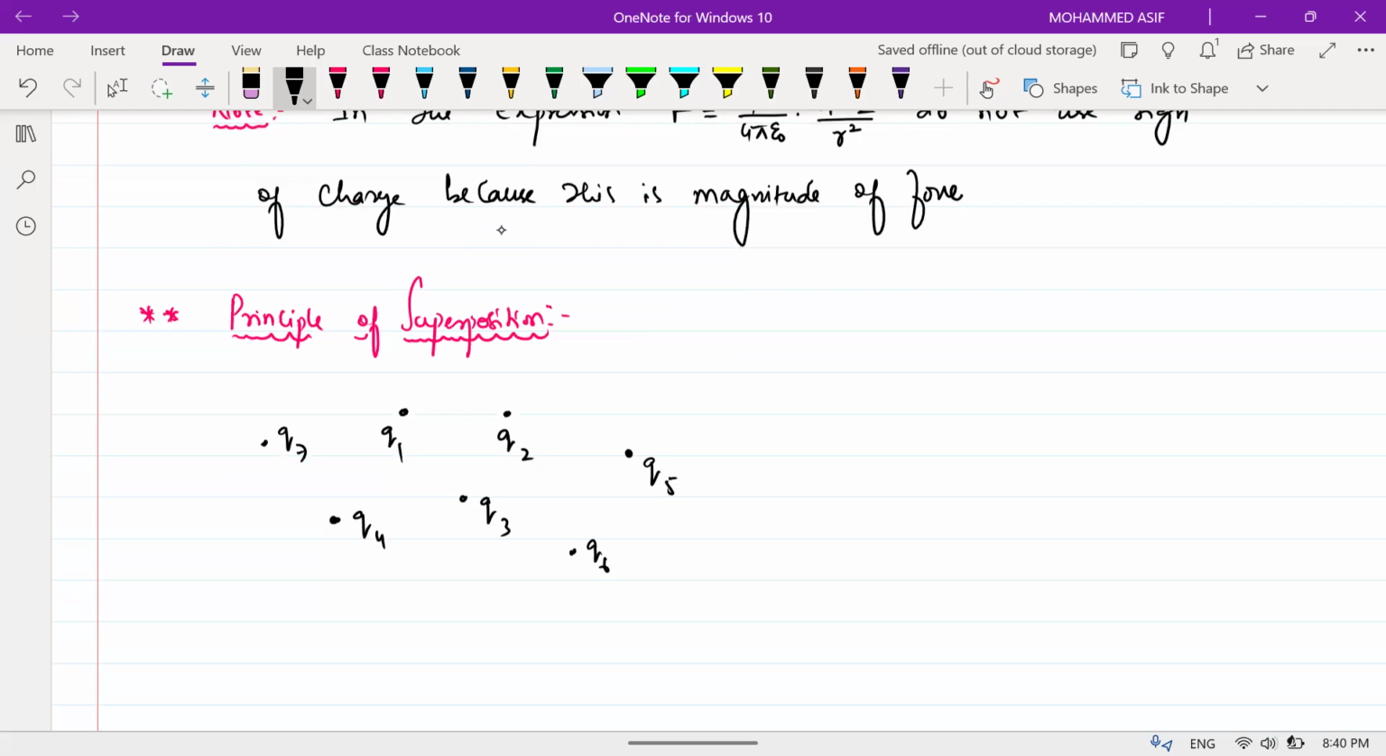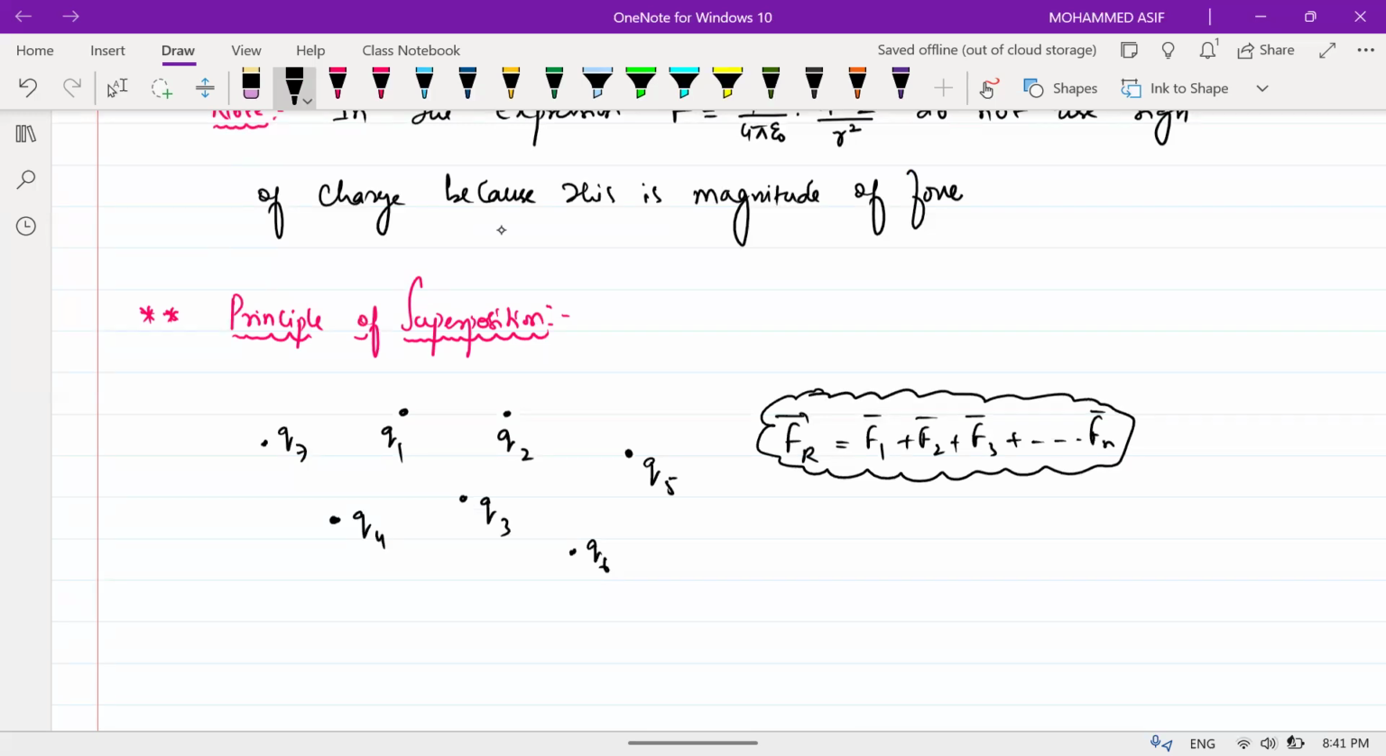So what we can do, we can add all of them vectorially. That means F resultant will be equal to F1 plus F2 plus F3 plus and so on up to Fn. How many pairs you can make, that many pairs you can write and add all of them. That is known as your principle of superposition. Am I clear? Yes, sir.